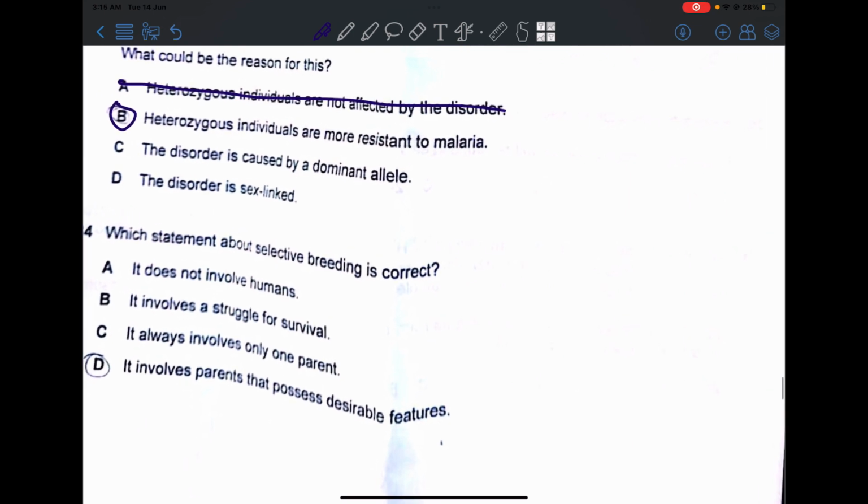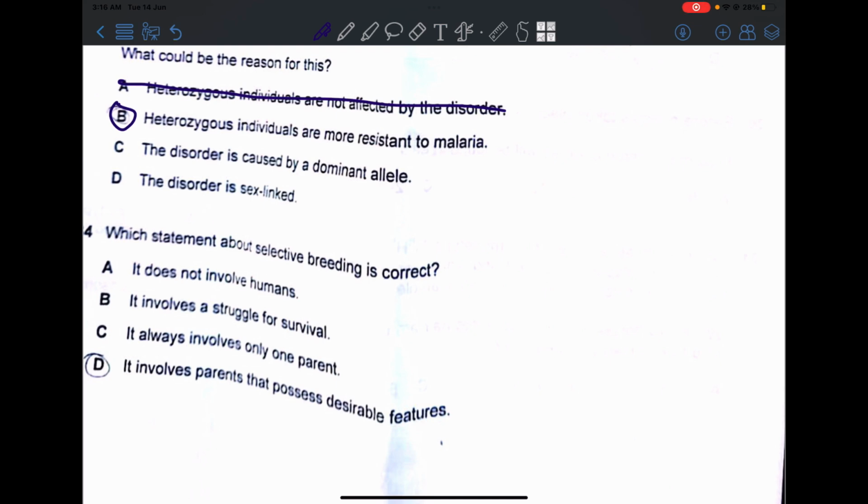34. Which statement about selective breeding is correct? A says it does not involve humans. This is incorrect. B, it involves a struggle for survival. This is incorrect. C, it always involves only one parent. Now, it doesn't always involve one parent.